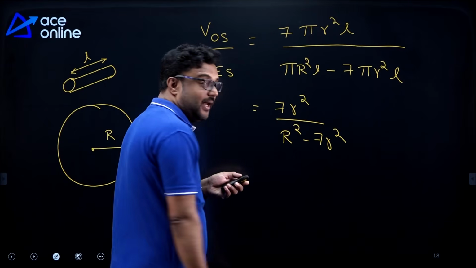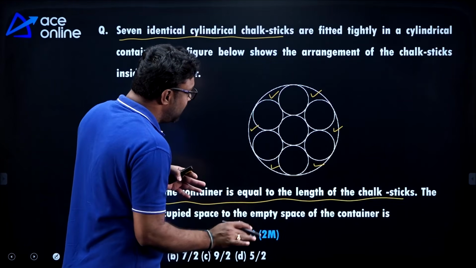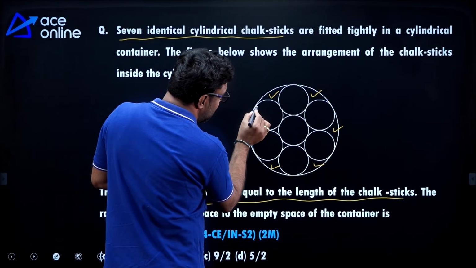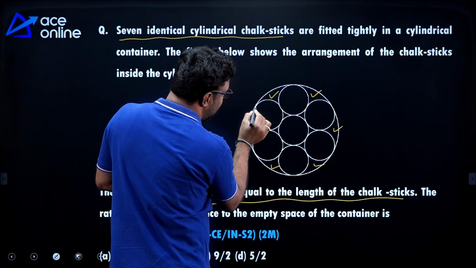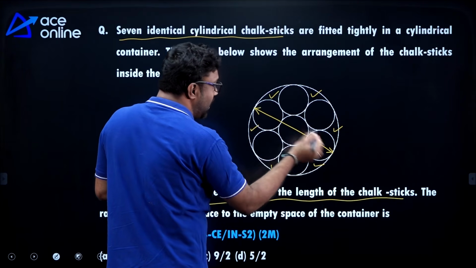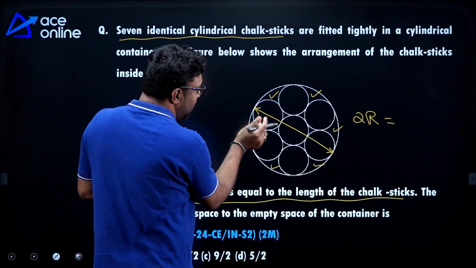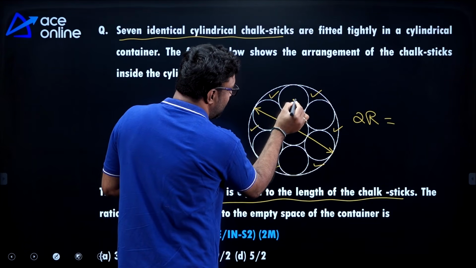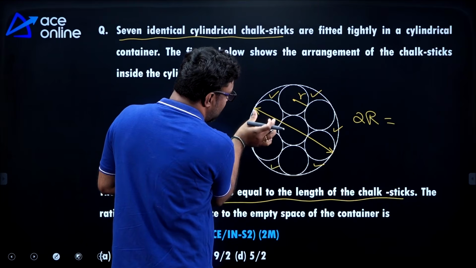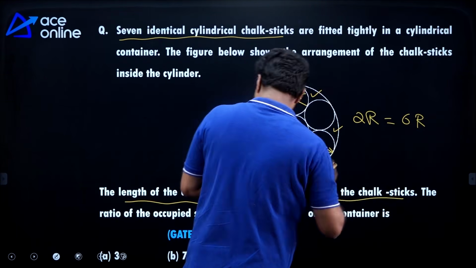Now we need capital R. So how to calculate that capital R? If you clearly look into this, the diameter is nothing but, okay, see this, capital 2R is equal to this one, everything. All the circles are of radius r: 2r, 2r, 2r, 6r, 6 smaller.